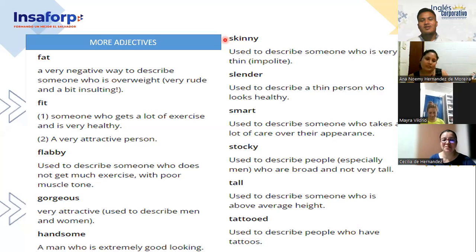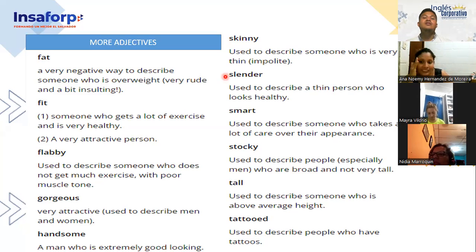All right, so remember that if you don't want to sound impolite, si no quiere sonar mal educado, usted puede decir, oh, you're slender. Or you look very slender. Es como el neutro, usted le está diciendo que sí está seco, ¿verdad? Pero no se le está diciendo específicamente. It's like slender, como que no se le está diciendo de forma despectiva. ¿Verdad? Despectiva, exactly. So now we go with the next one.